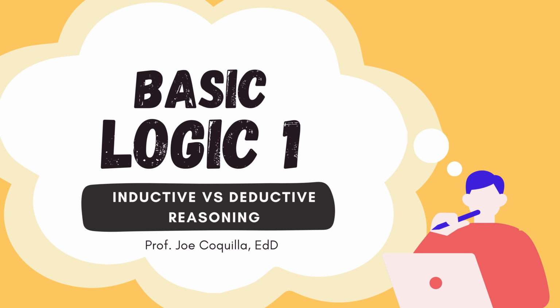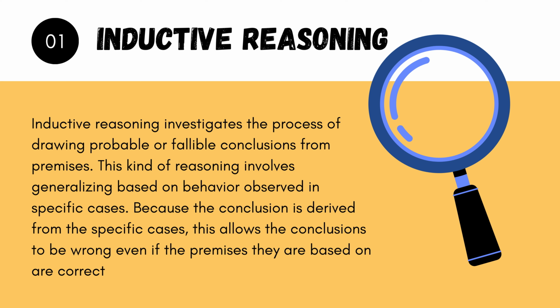Our topic is how we understand inductive versus deductive reasoning. Inductive reasoning investigates the process of drawing probable or fallible conclusions from premises. This kind of reasoning involves generalizing based on behavior observed in specific cases. Because the conclusion is derived from the specific cases, the conclusions can be wrong even if the premises they are based on are correct.